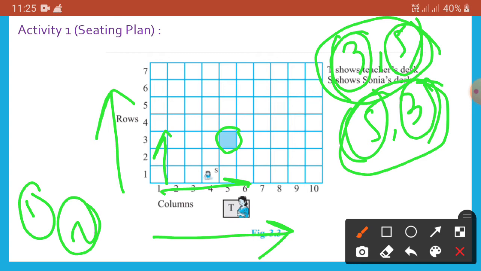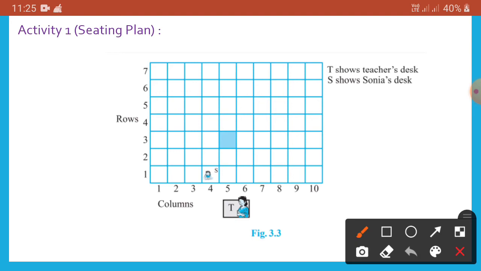For example, suppose Sonia, whom we are marking here as S, is sitting in the 4th column and 1st row. So we can write it as (4, 1) to describe her position: 4th column and 1st row. The teacher's desk is not part of your sitting plan. We are treating the teacher just as an observer.